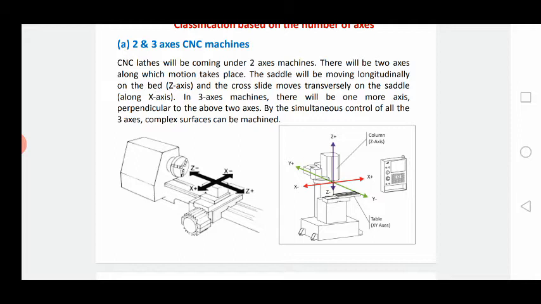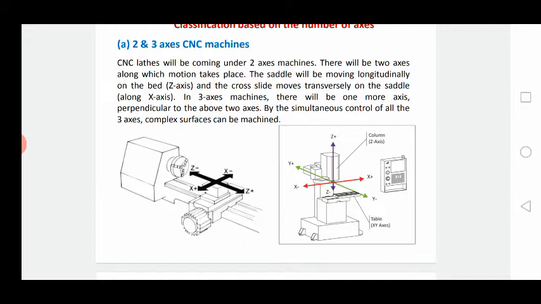The saddle will be moving longitudinally on the bed, that is the z axis, and the cross slide moves transversely on the saddle, that is the x-axis. In 3-axis machines there will be one more axis perpendicular to the above 2 axes. So we have in a plane the x-axis and z-axis.